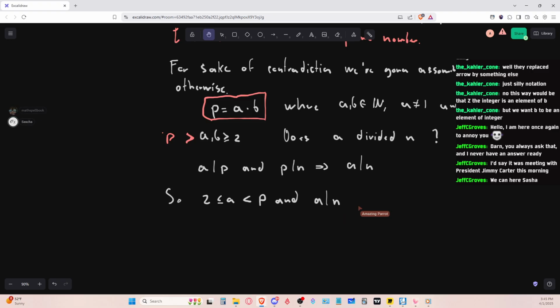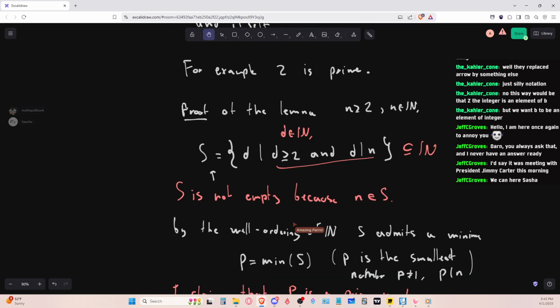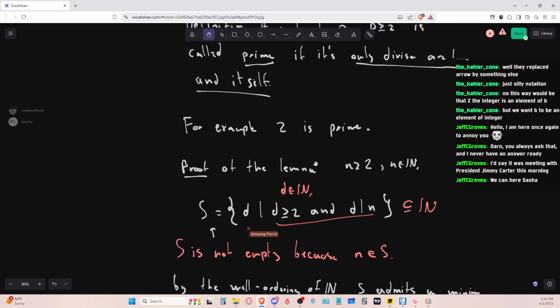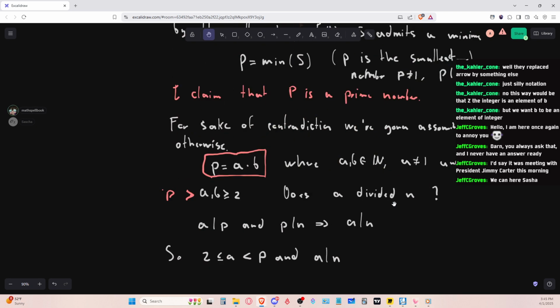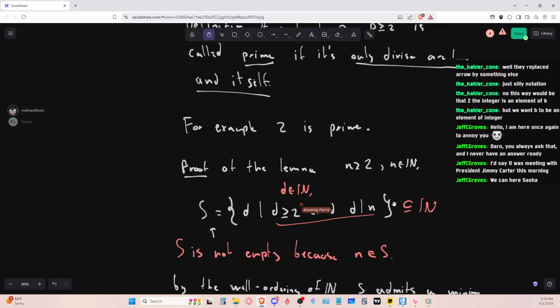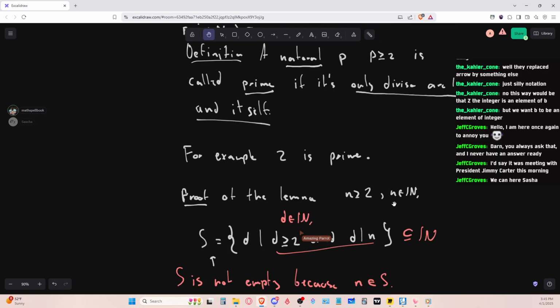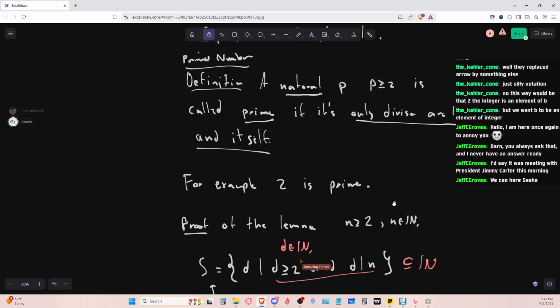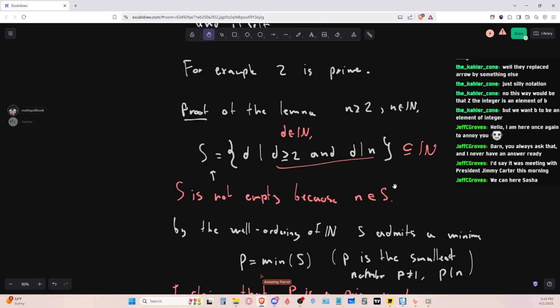So what was so special about P? Maybe we can just go back a little bit. Okay, so the proof starts at the proof of lambda, right? So what is special about P, is that what you're asking? Well, we know that P is supposed to represent a prime number and it's supposed to be greater than 2. Well, we don't know yet it's a prime number, right? That's what we're trying to prove. But what can you say about the construction of P? P is supposed to be greater than or equal to 2, correct?